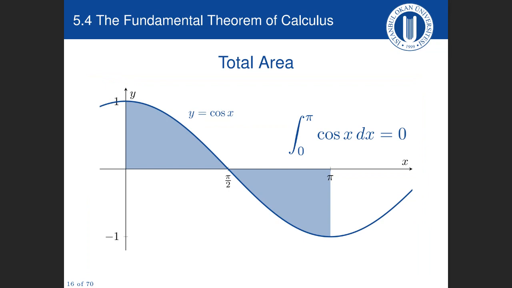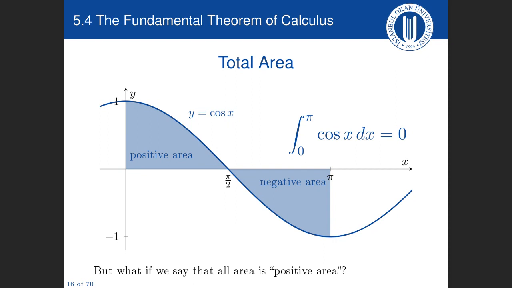Let's talk about total area next. We've seen that the integral of cos x between 0 and pi is 0. Why? Because we've got a positive area and a negative area, and positive plus negative is equal to 0. But what if we don't do it like this? What if we say that all area should be positive area? That's the idea of total area.